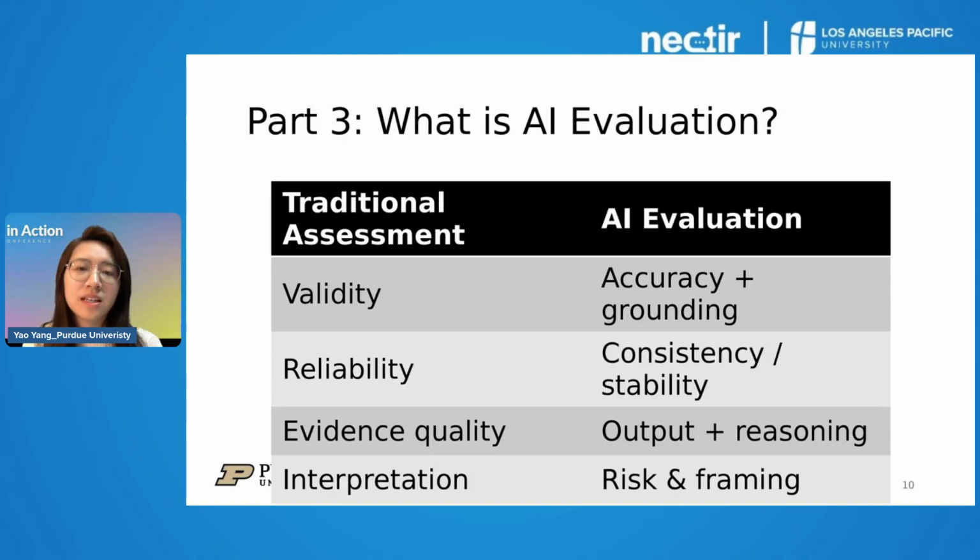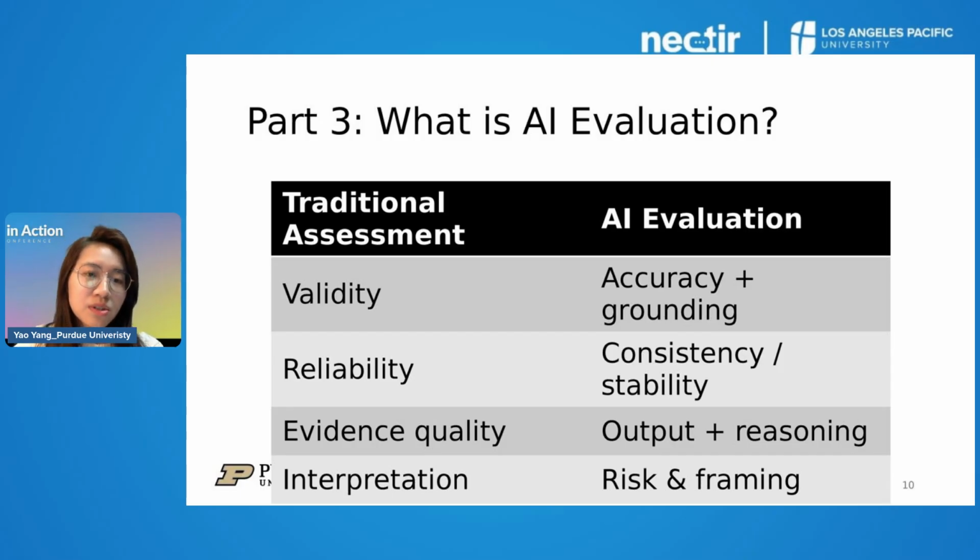So it's not enough to just say the answer. We also want to understand how the AI arrived at that answer. That's why we want our assistant to be as transparent as possible. And then interpretation becomes risk and framing, because we need to consider whether the output could mislead the stakeholders, because the output sometimes may mislead stakeholders or introduce some bias. So this shift from traditional assessment to AI evaluation is important, because AI is not just giving answers, it is generating interpretations that can influence decisions.